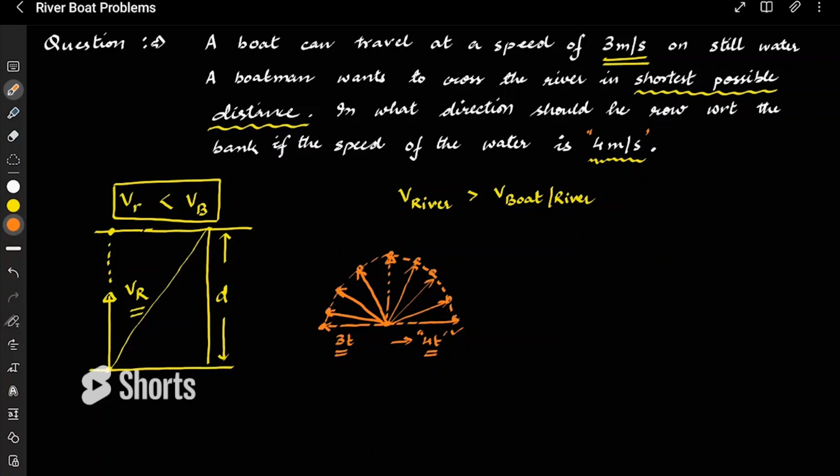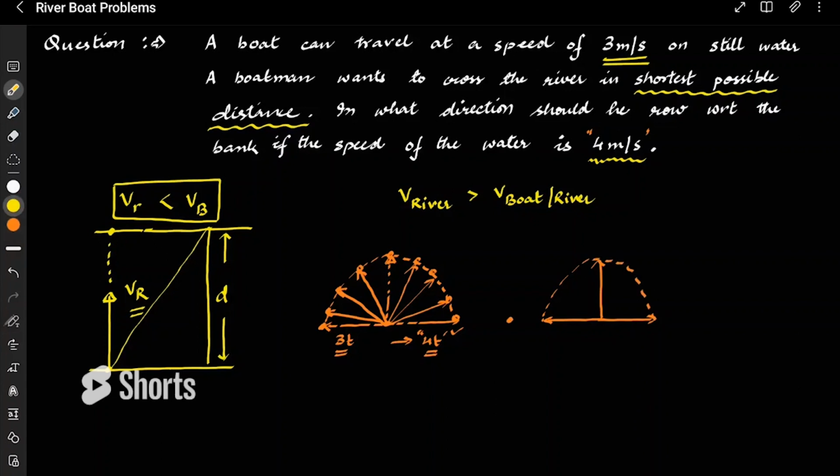So what will be the final locus when all points are moved by the river with 4 meters per second? It will again be a semicircle. So let me just draw that, because all possible points moved by the river also form a semicircle.